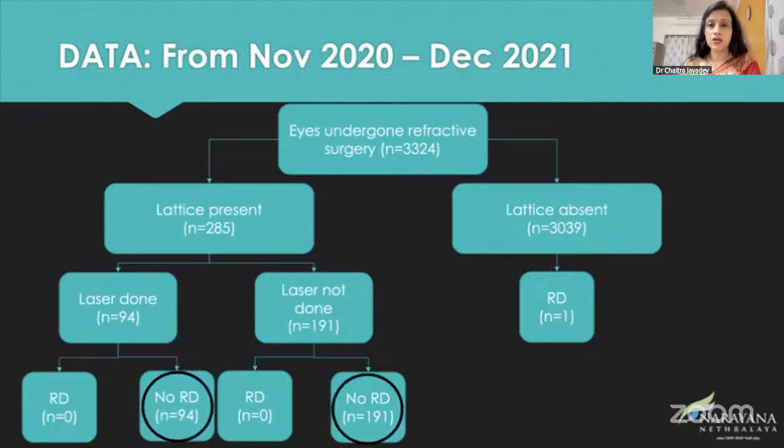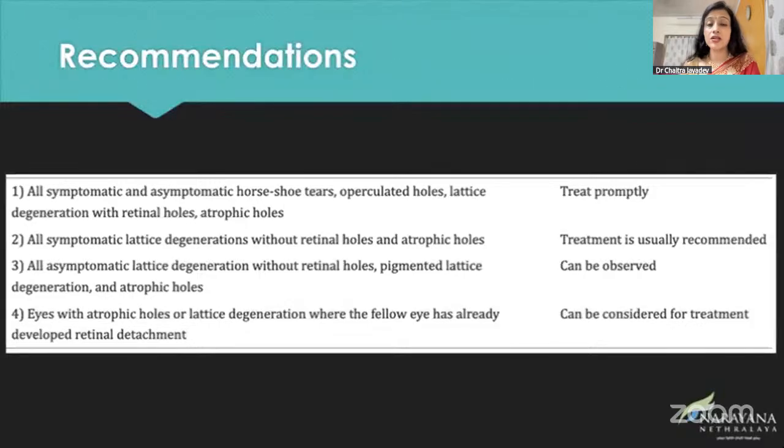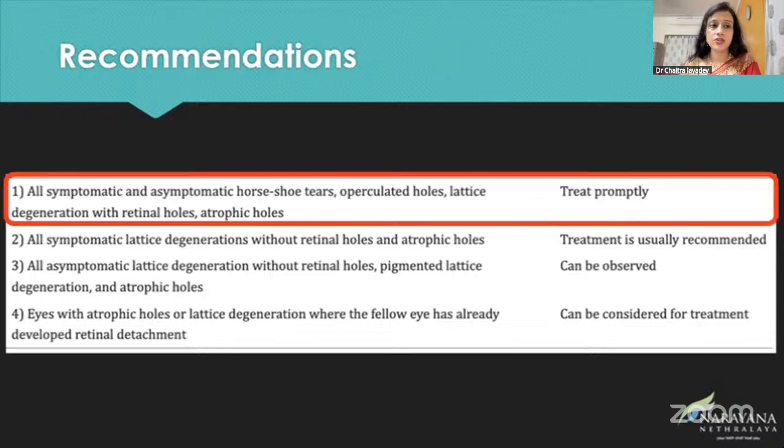Well, we need to take a closer look at the recommendations that are published. All symptomatic and asymptomatic horseshoe tears, operculated holes, lattice degenerations with retinal holes, and atrophic holes should be treated promptly, irrespective of whether the patient is undergoing a procedure or not, because these have a higher predisposition to developing retinal detachment. All the others can usually be followed up closely, but if any symptomatic lesion is there with or without a retinal hole or atrophic hole also, treatment is recommended.